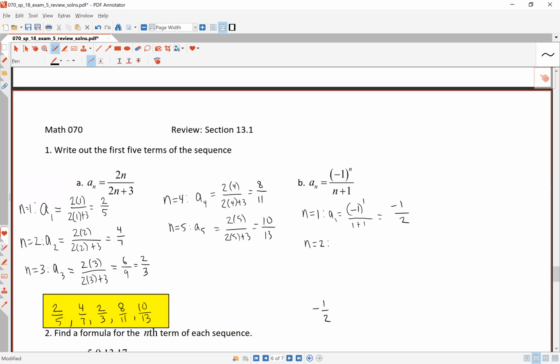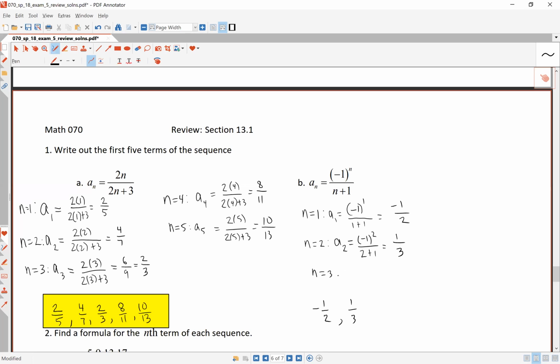The second term in the sequence is found by setting n equal to 2, giving us A sub 2 as -1 squared over 2 plus 1. -1 squared is 1. 2 plus 1 is 3. Second term is 1/3.